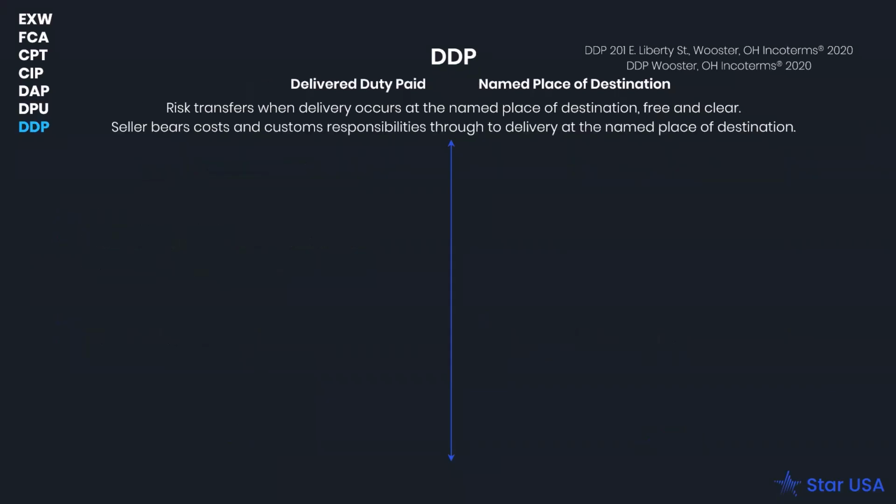And the last term here is delivered duty paid, DDP. Under DDP, again, you're naming the place of destination, and the risk transfers when delivery occurs at the named place of destination, same as DAP and DPU, but now we're including the words free and clear. Free and clear means that they have been cleared customs and are free for use within the commerce of that foreign country. So the seller is bearing all costs and customs responsibilities through to delivery at the named place of destination.